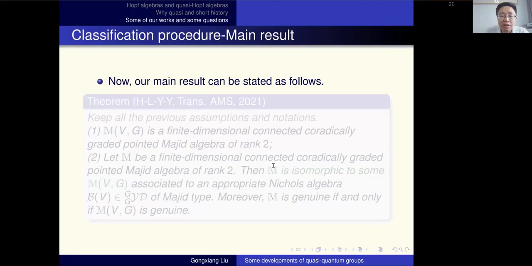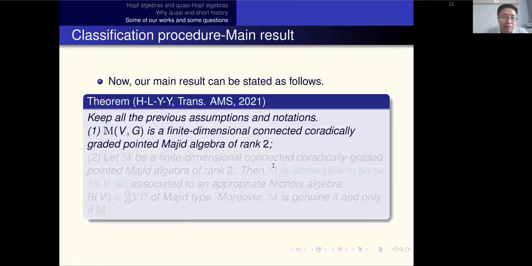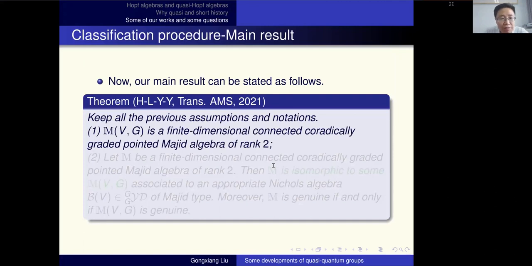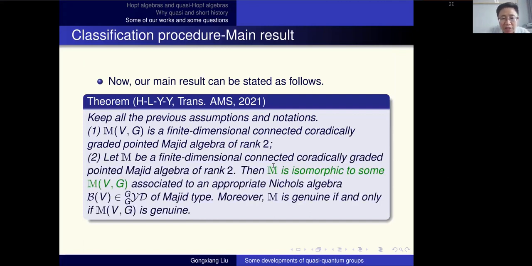So we can list our last theorem. The last theorem we divide into 2 parts. First one, M(V,G) is a finite dimensional connected graded pointed modular algebra of rank 2. Then we say that if it is a finite dimensional, connected, graded pointed modular algebra of rank 2, then it must be isomorphic to some M(V,G). Okay, this gives a complete classification of such kind of modular algebra. Of course, we give many restrictions here.